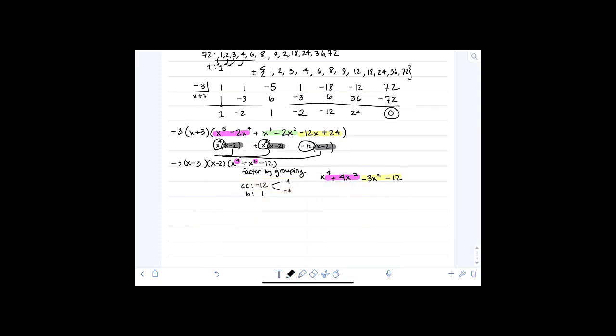Okay, and more importantly, my pairs have a common factor of x squared plus 4. So if I factor out an x squared from here and a negative 3 from here, sorry, it's an x squared plus 4 that's common. Then my factoring is x squared minus 3 times x squared plus 4. Okay, and we're almost done.